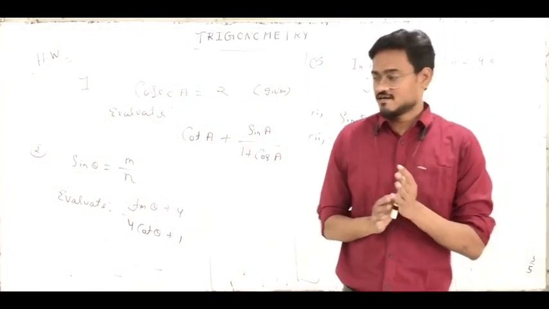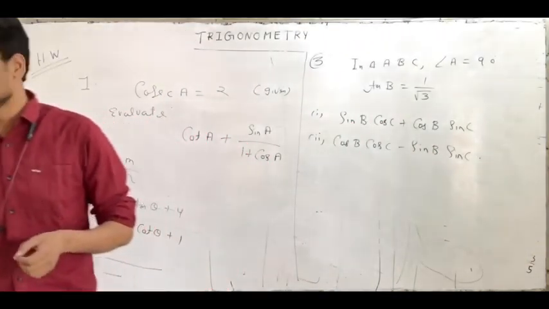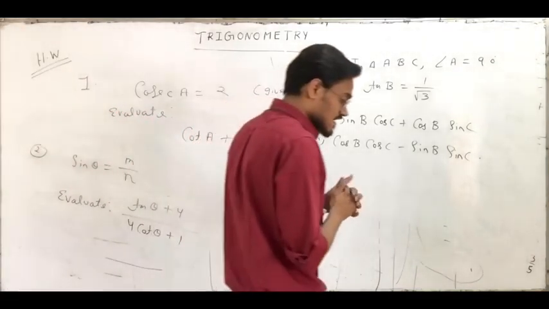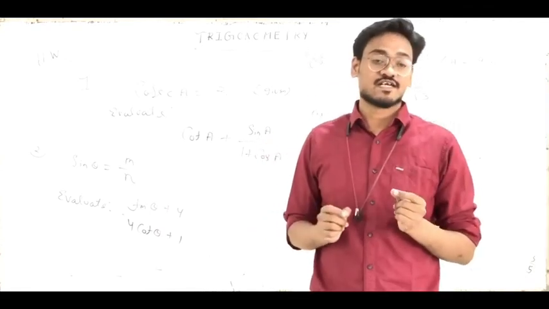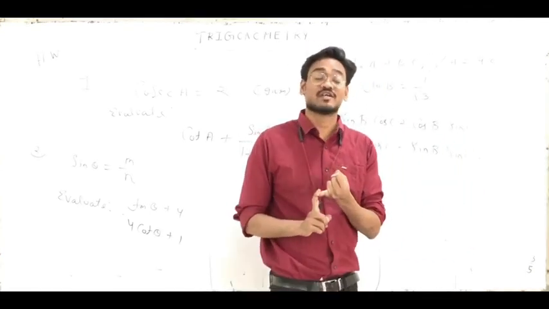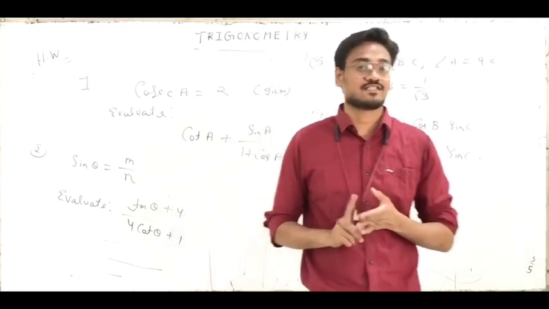In the next lecture, as I told, we will be dealing with the trigonometric ratios of specific angles. That means trigonometric ratios of 0 degree, 30 degree, 45 degree, 60 degree and 90 degree.